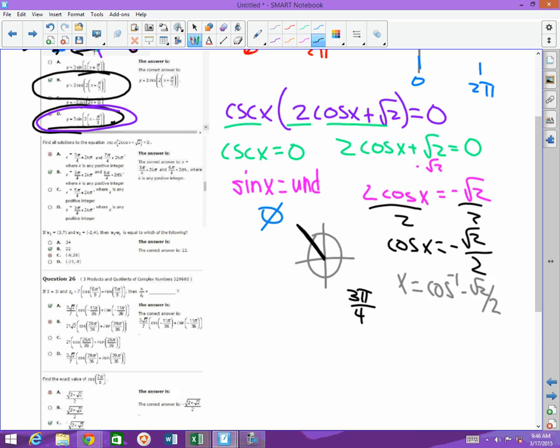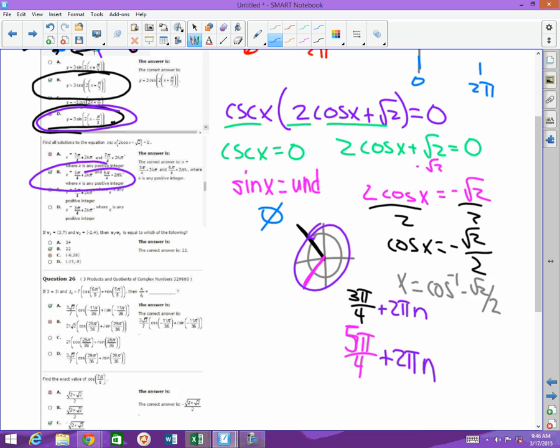And then it is also right there. And that angle is, not 7 pi over 4, 5 pi over 4. And then if you go all the way around the circle from here, you can get back to that angle. So it's 3 pi over 4 plus 2 pi n and 5 pi over 4 plus 2 pi n. And so that's why that is the correct answer.